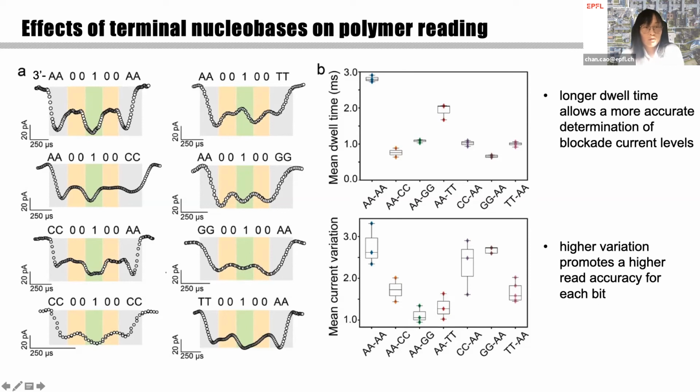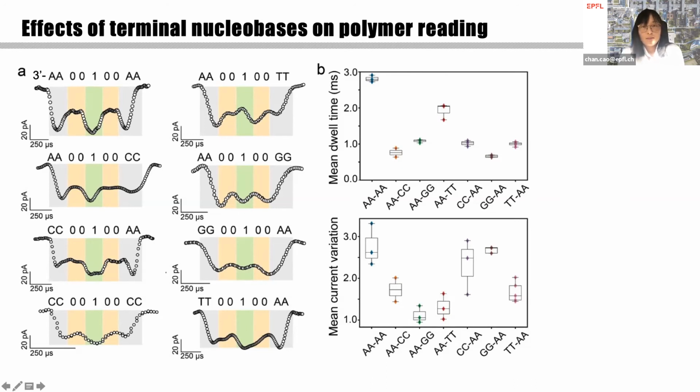This one is the best from here. And we also look at the mean current variation. Higher variation promotes a higher read accuracy for each bit. So in the end, combining these two parameters, we choose the AA, which we use in the following design.